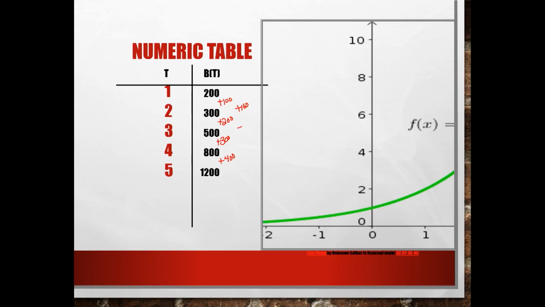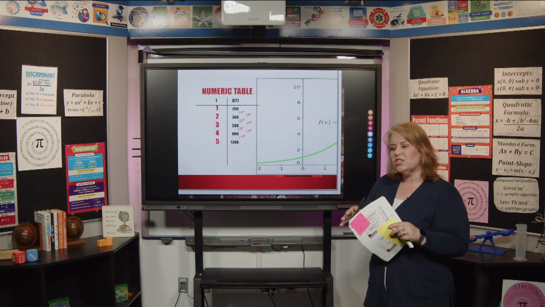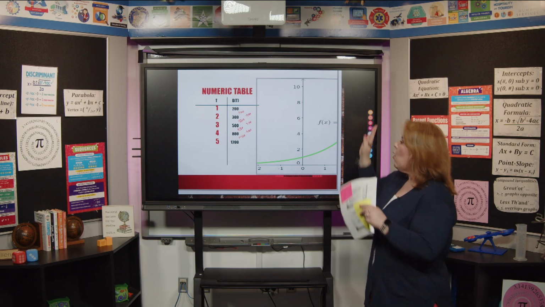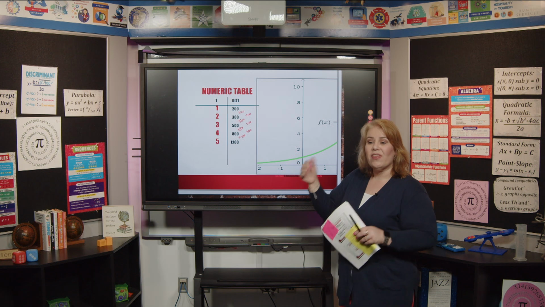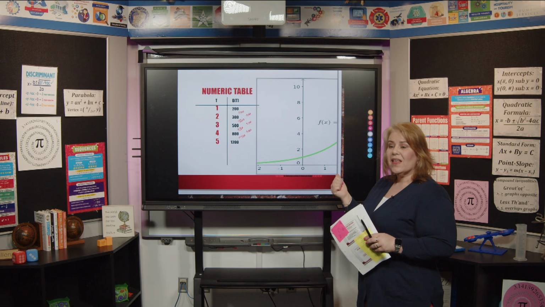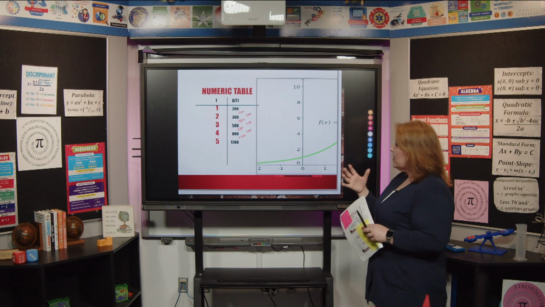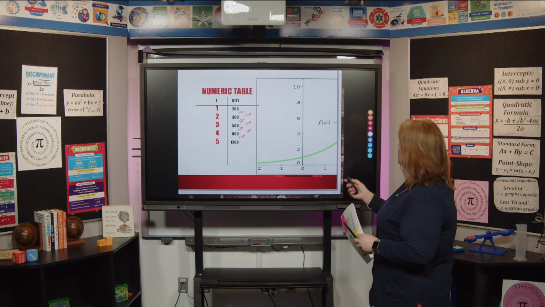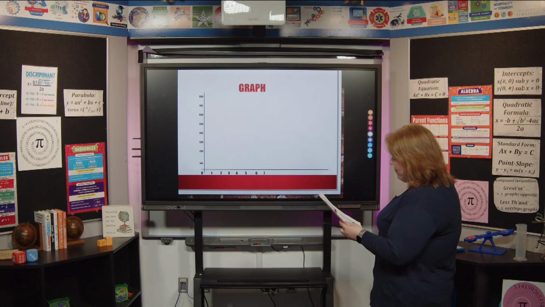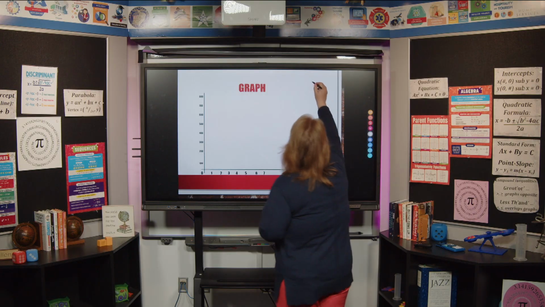200 to 300, I'm adding 100. 300 to 400, I am adding 100. So I can start seeing some of those changes that would go together. Now, we will dive more into this, but I wanted you to see that there are patterns with these expressions and with these tables of exponential functions. So let's look. Now, when we have this graph, let's go back and use this.